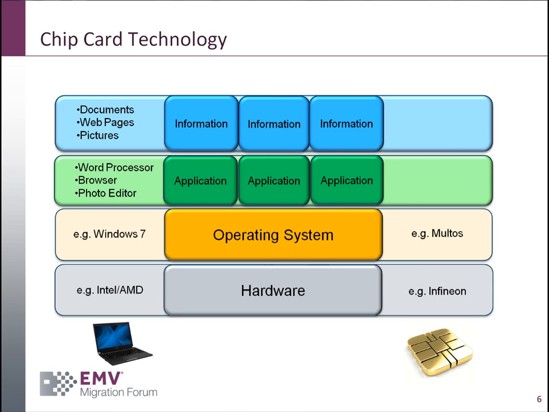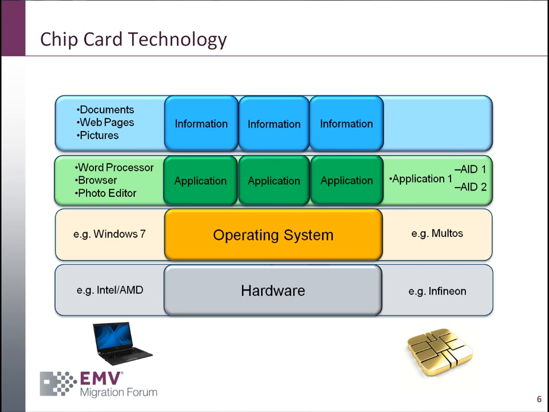The chip on a chip card can also support multiple applications, although most U.S.-issued chip cards will initially only contain one application. Each application on the chip is represented by an application identifier, or AID. It is also possible for an application to be represented by more than one AID. This approach is used for the U.S. Common Debit AIDs, as we will see later in this presentation.